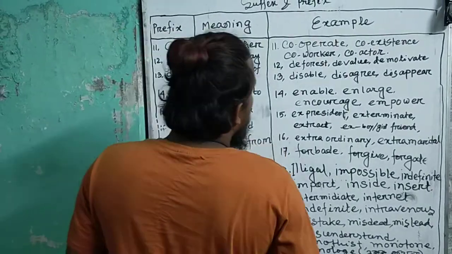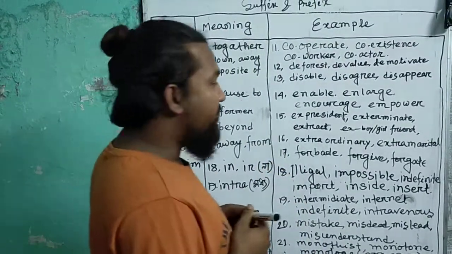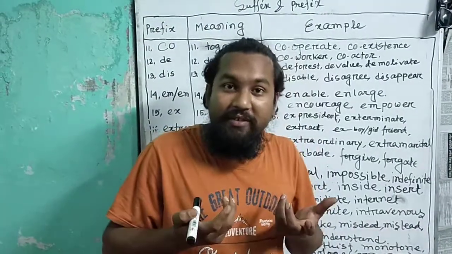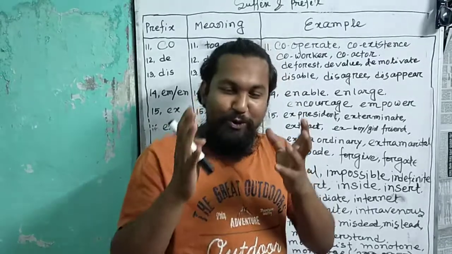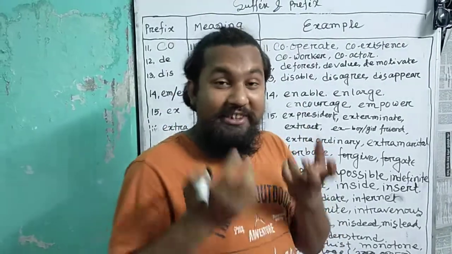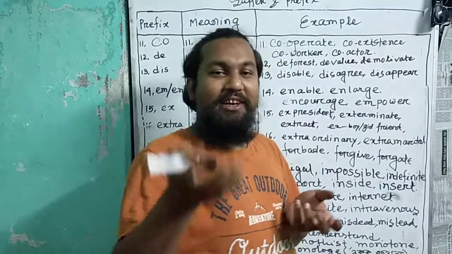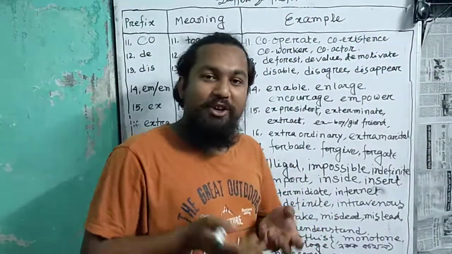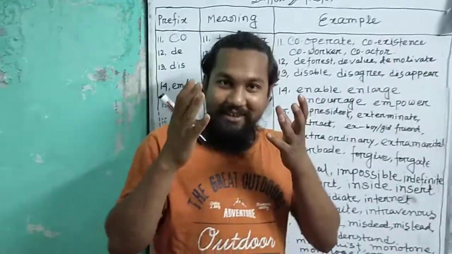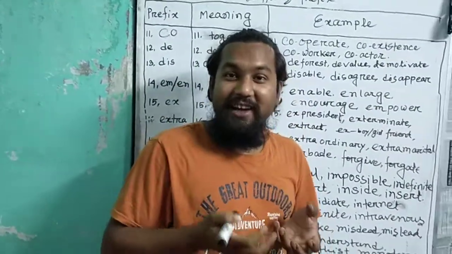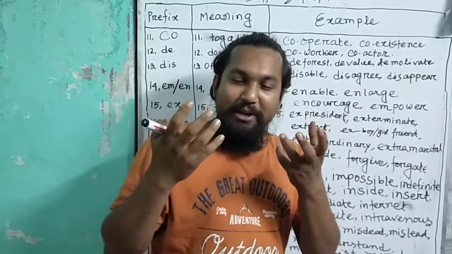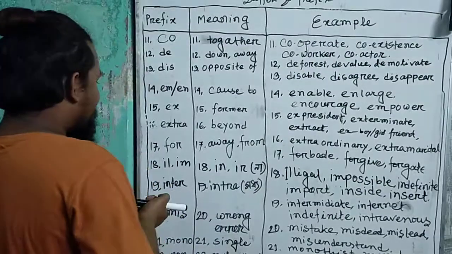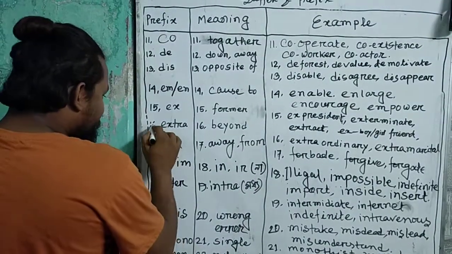On the other hand, the next is number 15, and that is ex. Ex means former, such as ex-president, exterminate, extract, ex-boyfriend or ex-girlfriend. I know that you know the full meaning of ex-boyfriend or ex-girlfriend, because you are totally familiar with this word, because all of you students, class 8 or 9, know the full meaning of this ex.